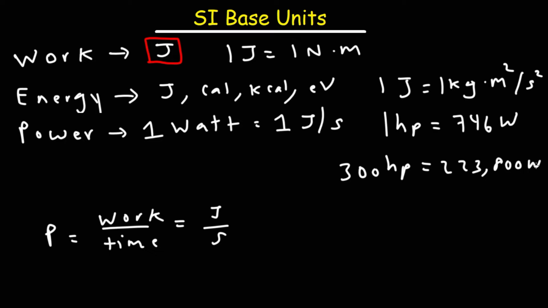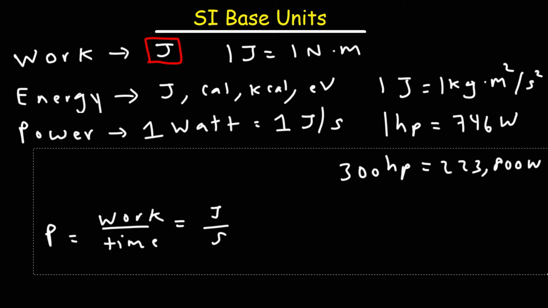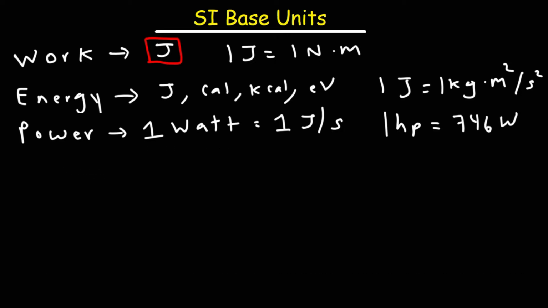So I want you to understand that concept. Power is the rate at which energy is being transferred. So 1 watt is 1 joule per second. And it's good to know this one as well. A kilowatt is 1,000 watts.